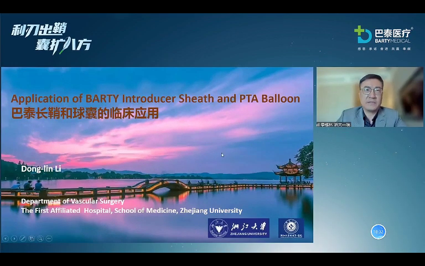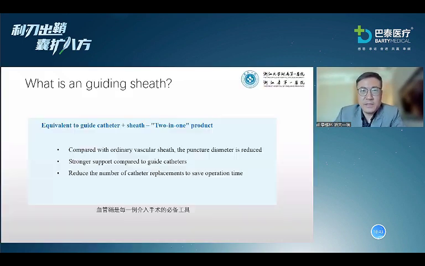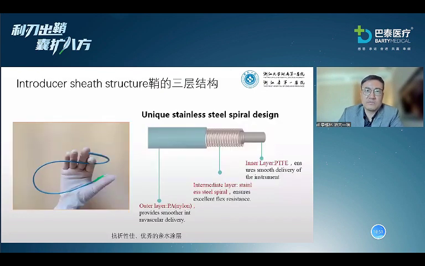Distinguished Professor Walker and Professor Bao, all the peer doctors. Hello, everyone. Today I will talk about the application of the BARTY introducer sheath and the PTA balloon. The introducer and the balloon are quite necessary for our clinical practice, and I think we are very familiar with the mechanism.